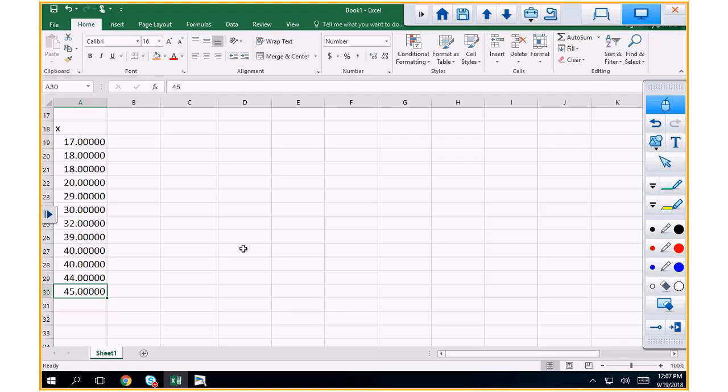Take a minute and find the mean, median, mode. It should be 12 up there. 1, 2, 3, 4, 5, 6, 7, 8, 9, 10, 11, 12. Yep.